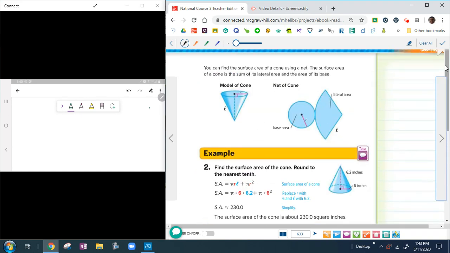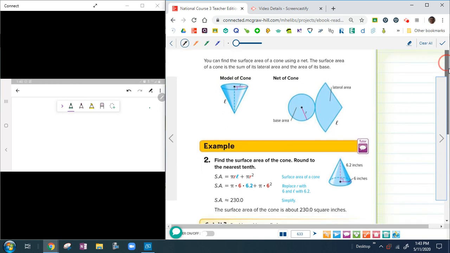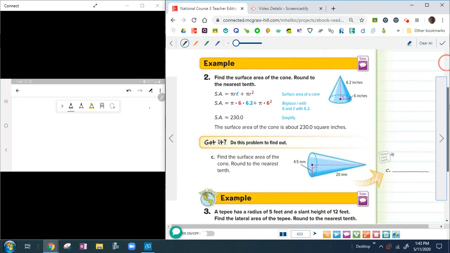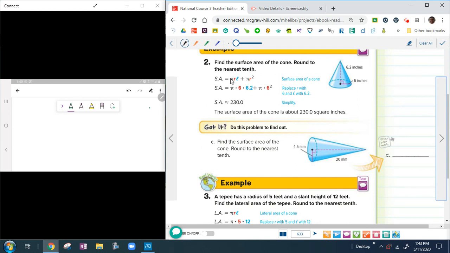Okay, here's just another drawing of a cone and its net. All right, and here's an example of using that formula. So we have, this is the lateral surface area, and this is the area of the base. And we can see how we just replace the r with the radius of the shape, which is 6. And we replace the L with the slant height, which is going up the side there, 6.2. Plus pi and the radius squared. So just plug them in, calculate, and boom, you got it. Try this one on your own, pause, and then check my work against your work and see if you got it.